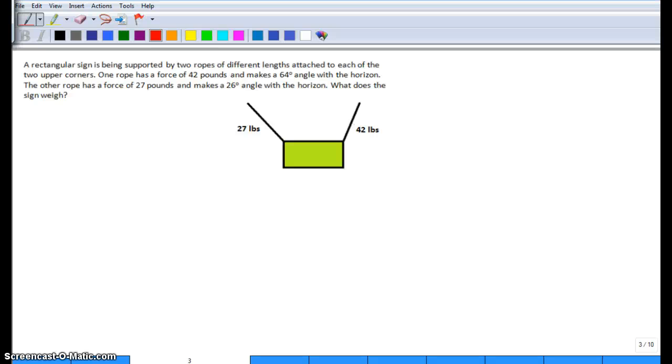Okay, I'm going to try this problem again. I recorded this once already, but for some reason sound was not on there. So let's try this again.